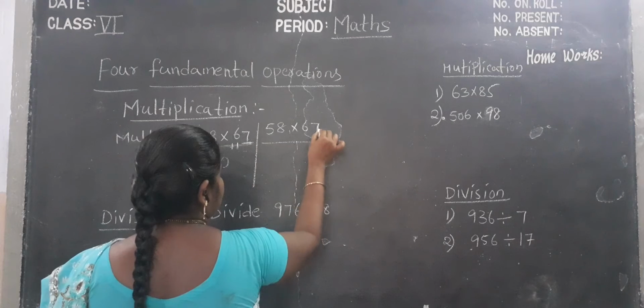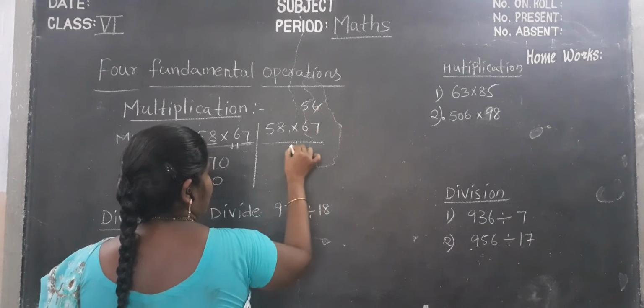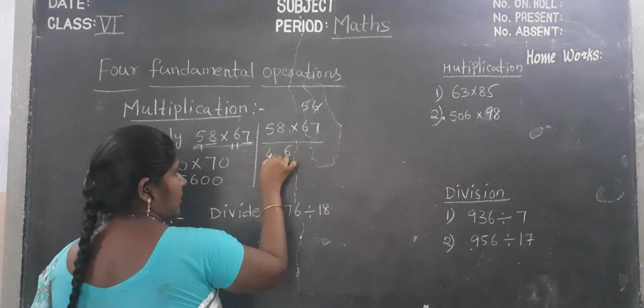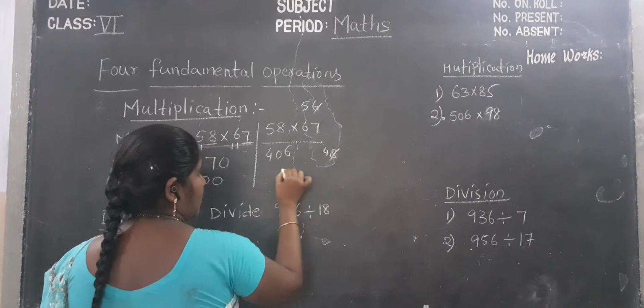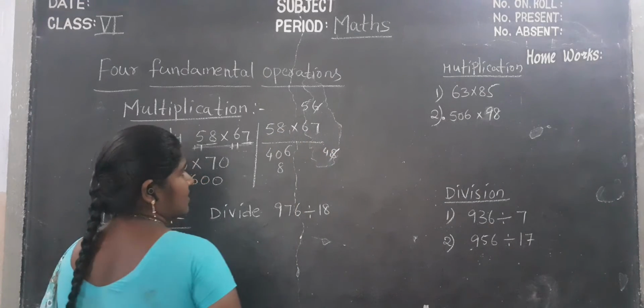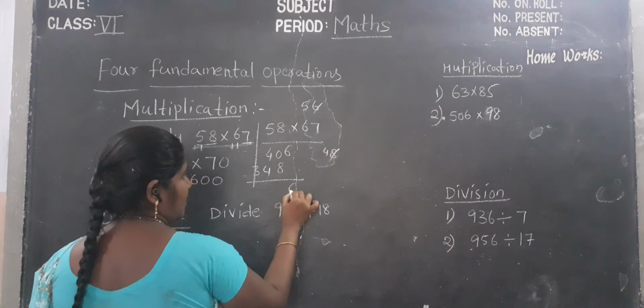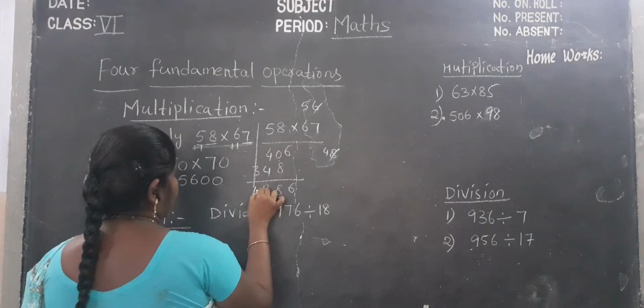So write, children: 7 8 56, and 7 5 35 plus 5, 40. And next number, 6 8 48. And 6 5 30. 30 plus 4, 34. So what is it, children? 6 8 8 and 3.